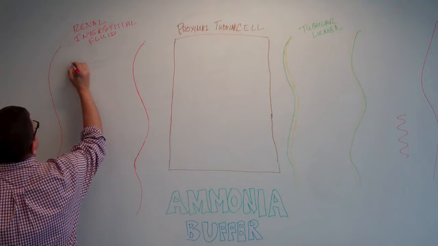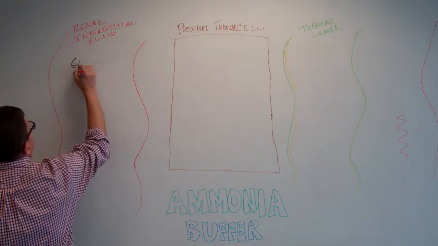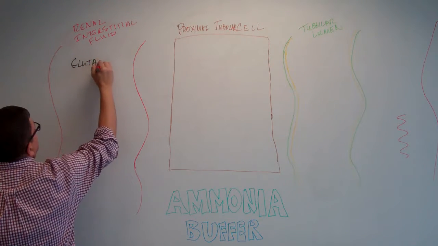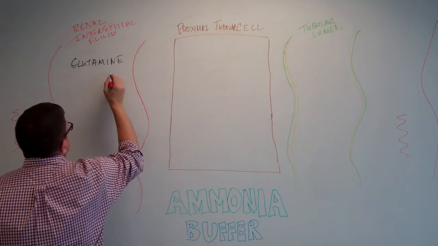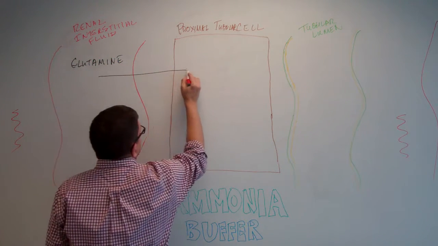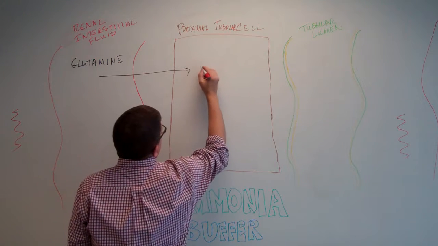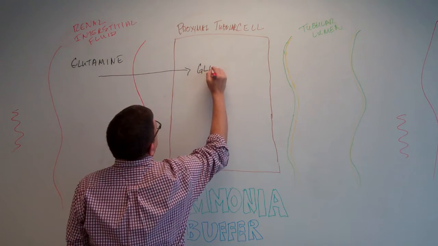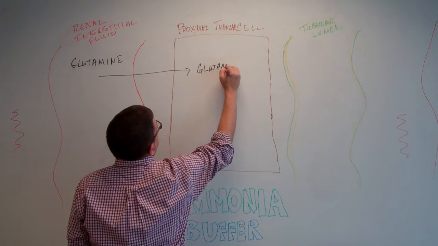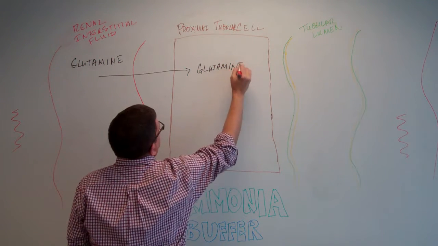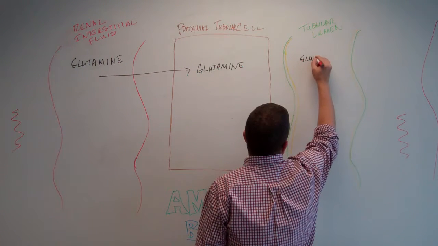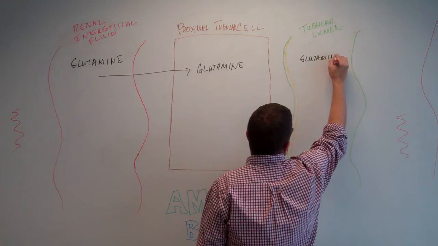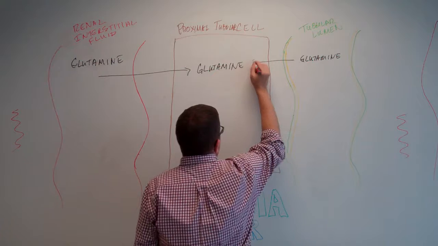Already present here is glutamine. Why? Glutamine is a breakdown product of amino acid metabolism from the liver, so it's already present in the interstitial fluid. This is easily absorbed into the proximal tubular cell. It also can come from the tubular lumen, if there's already some present there, and heads over to the cell also.